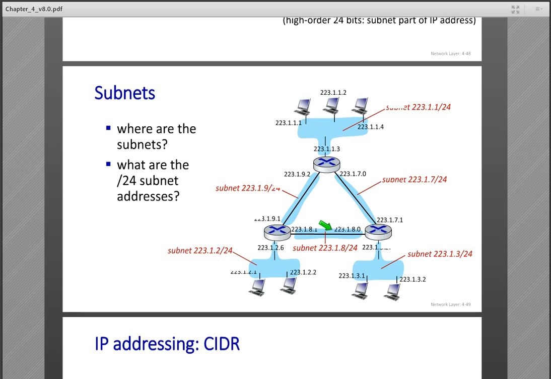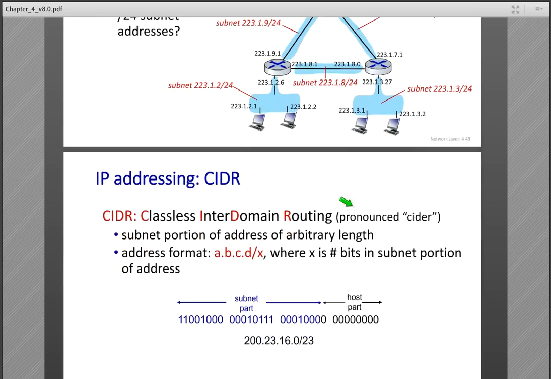So we can have different networks with different sizes, with different numbers of IPs. For example, in a link, we use 2 separate IPs. We need 2 separate IPs because it's a direct link between a source and a destination. But in a large network, we need more addresses.